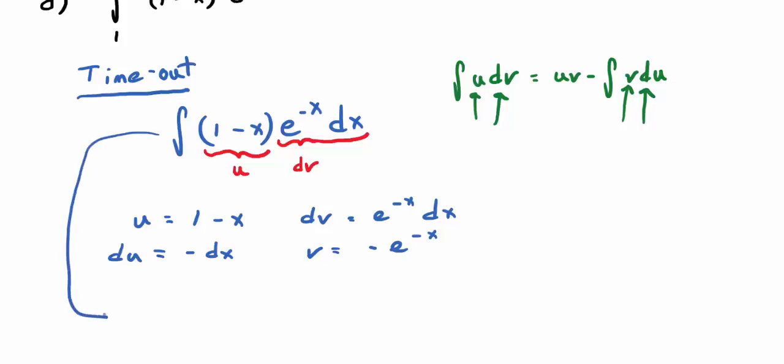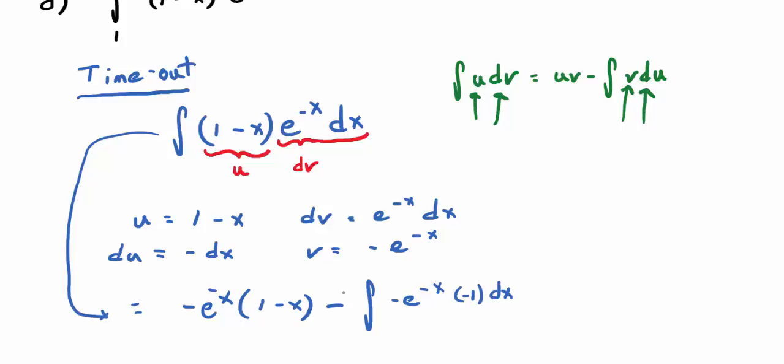So what does this integral become? u times v. What's a good way to write that, though? Yeah, negative e to the negative x times (1 minus x). So that's actually v times u, but who cares? Minus the integral of v du, right? So what's that? We'll simplify that in a second. Negative e to the negative x, and then what is du? You could think of it as negative 1 dx if you like.